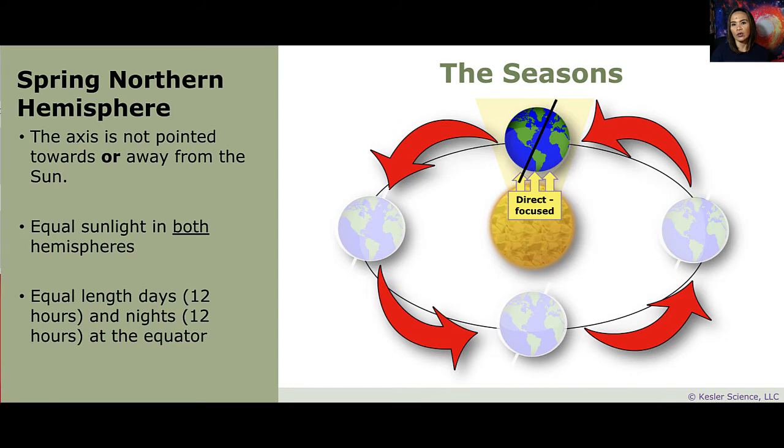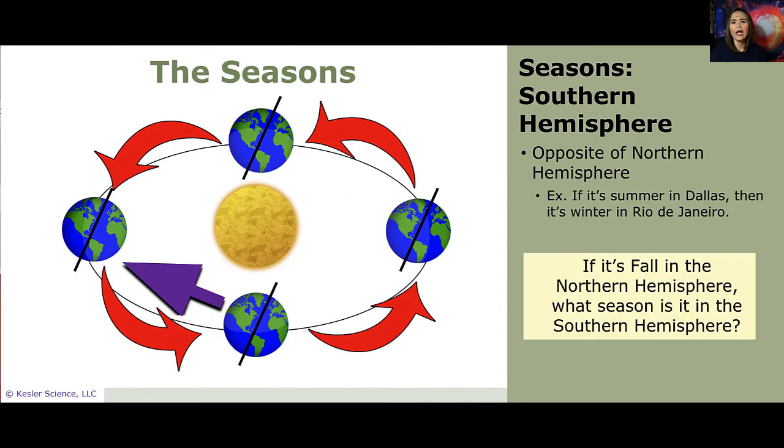Next up is spring in the Northern Hemisphere. Now, as you can see in the diagram, the axis is not pointed towards or away from the sun. Now, there's equal sunlight in both hemispheres, north and south. Now, there are equal lengths of day, which is 12 hours, and night, which is also 12 hours, at the equator. Now, let's go to the Southern Hemisphere.